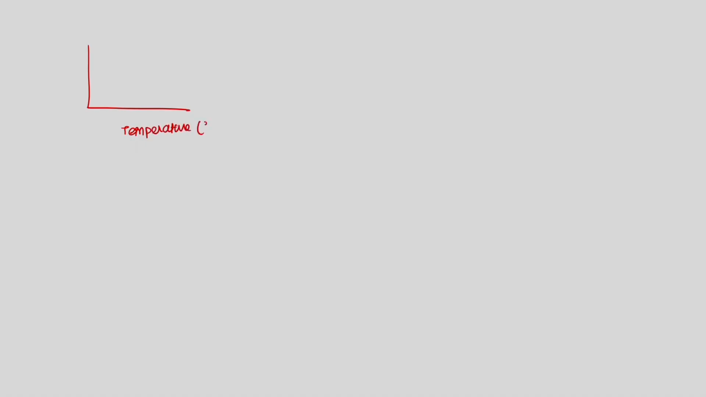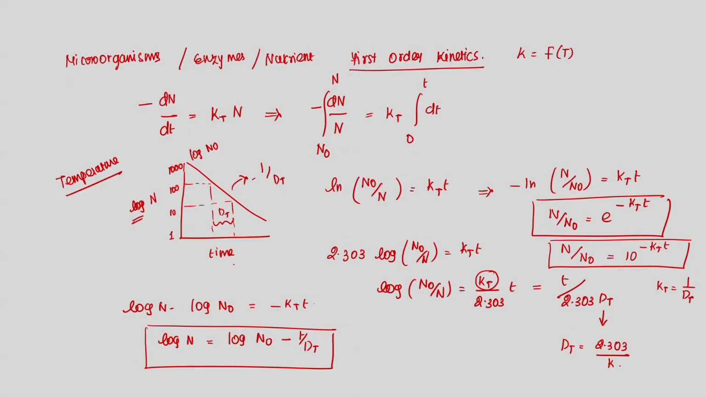The z value is the same concept, but on the x axis. You have temperature in degree centigrade, and on the y axis you have log D_T values. So, the same log-linear relationship. The slope is minus 1 upon z. From this I can find out my z value, which will be in degree centigrade. In the previous graph, what you get is D_T, which is in time units, either minutes or seconds.